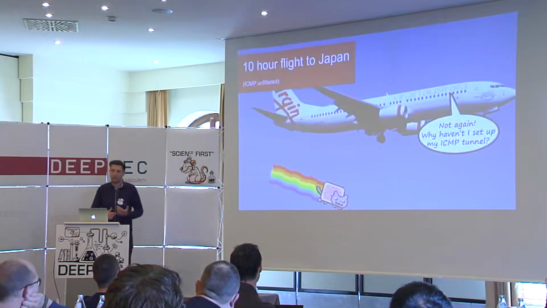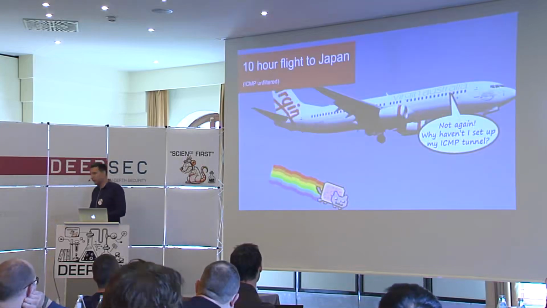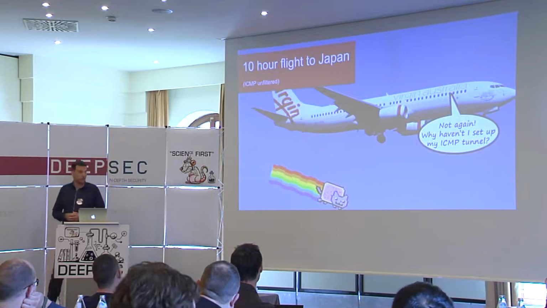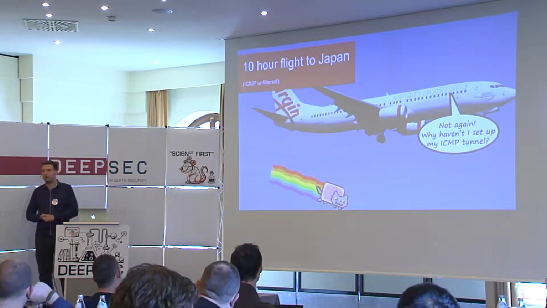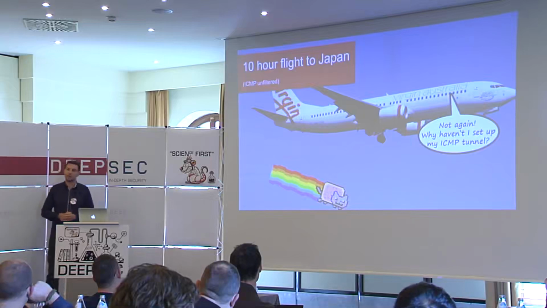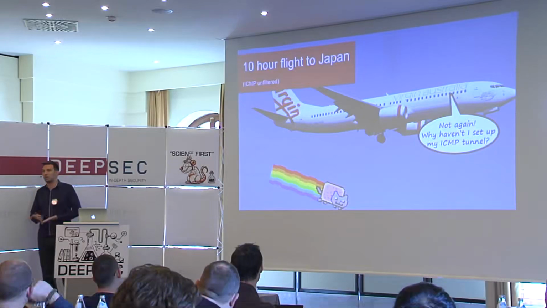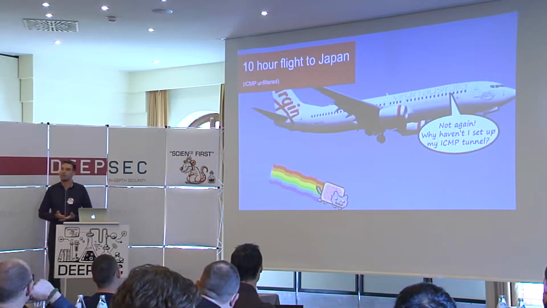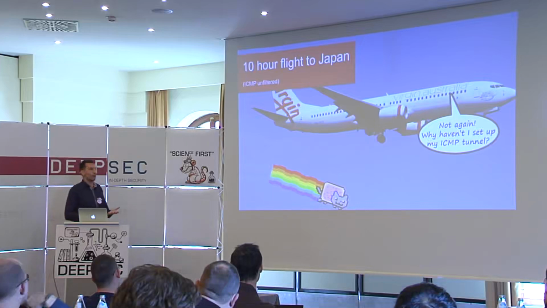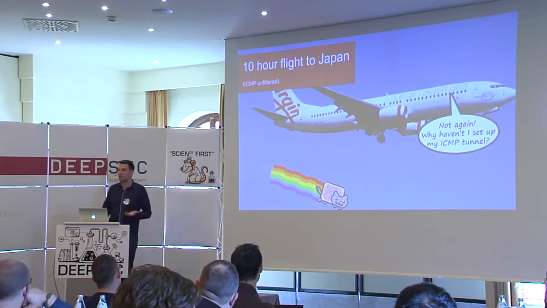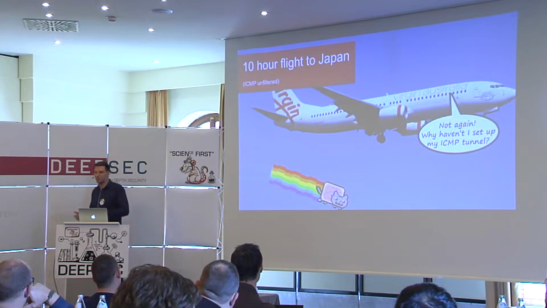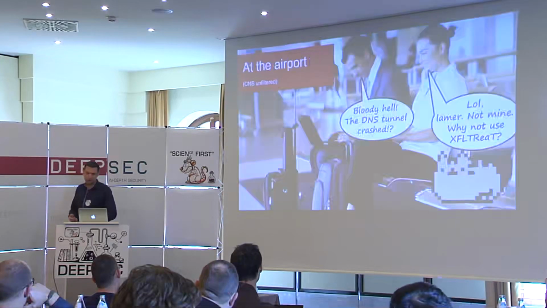Next time I was flying to Japan from Hungary, which is about 10 hours, and the same thing happened to me. The flight had Wi-Fi. It was really expensive again. I wanted to do something, so I started to poke around, and I realized that ICMP was not filtered on that network. So I could have done ICMP tunneling, but I forgot to set up my ICMP tunneling tool, so I didn't do anything. I was bored for 10 hours.